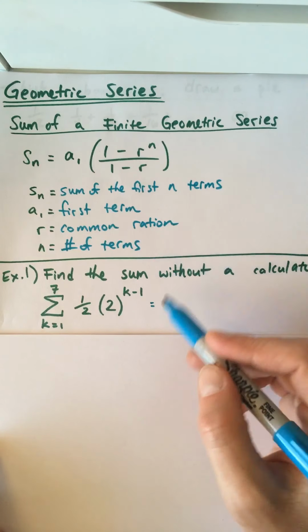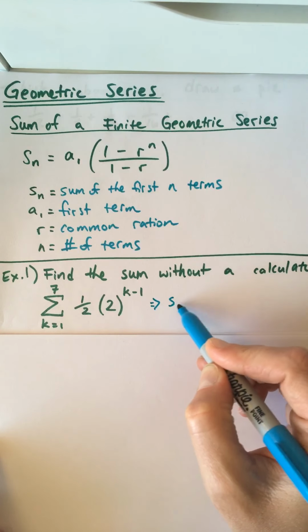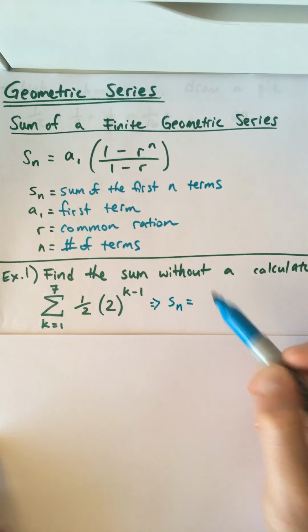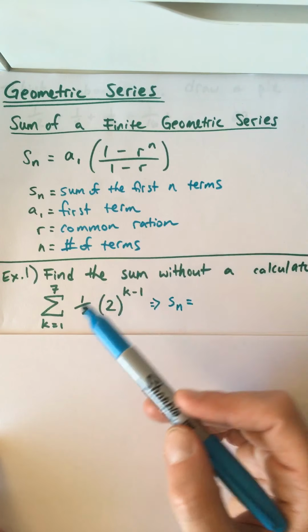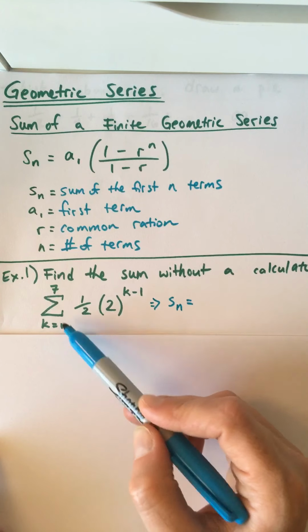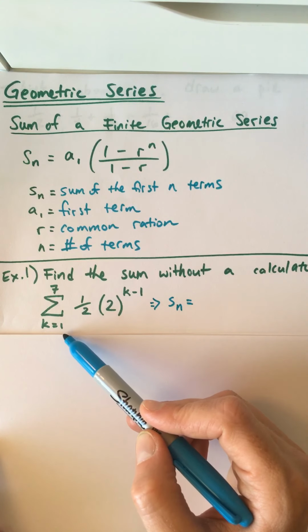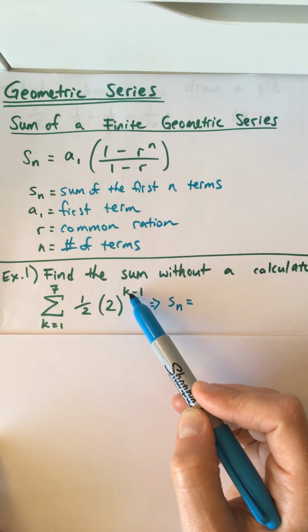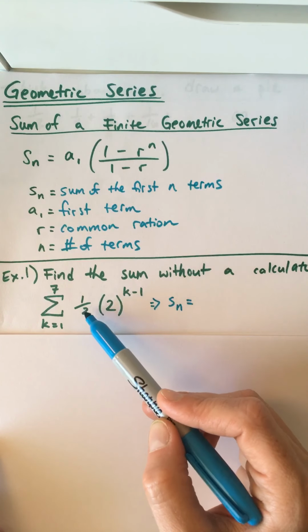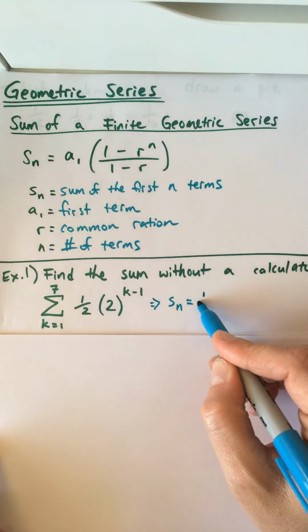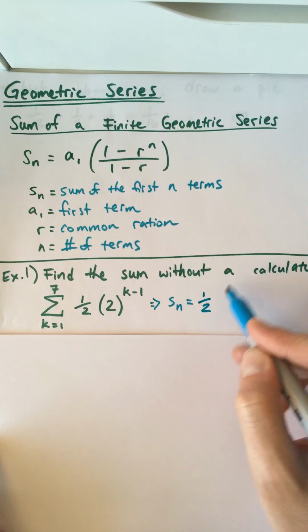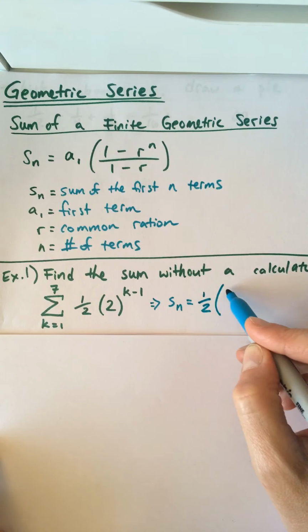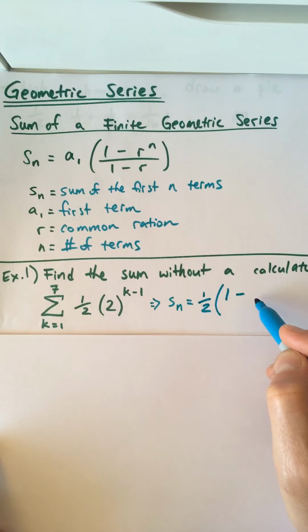And to use the formula, we want to think about the sum of n terms equaling the first term. Well, the first term would be plugging in 1 for k. If we plug in 1 for k, we get a 0 exponent. Anything to the 0 power equals 1, and 1 times a half is a half. So a1 is a half, times the quantity of 1 minus the common ratio.